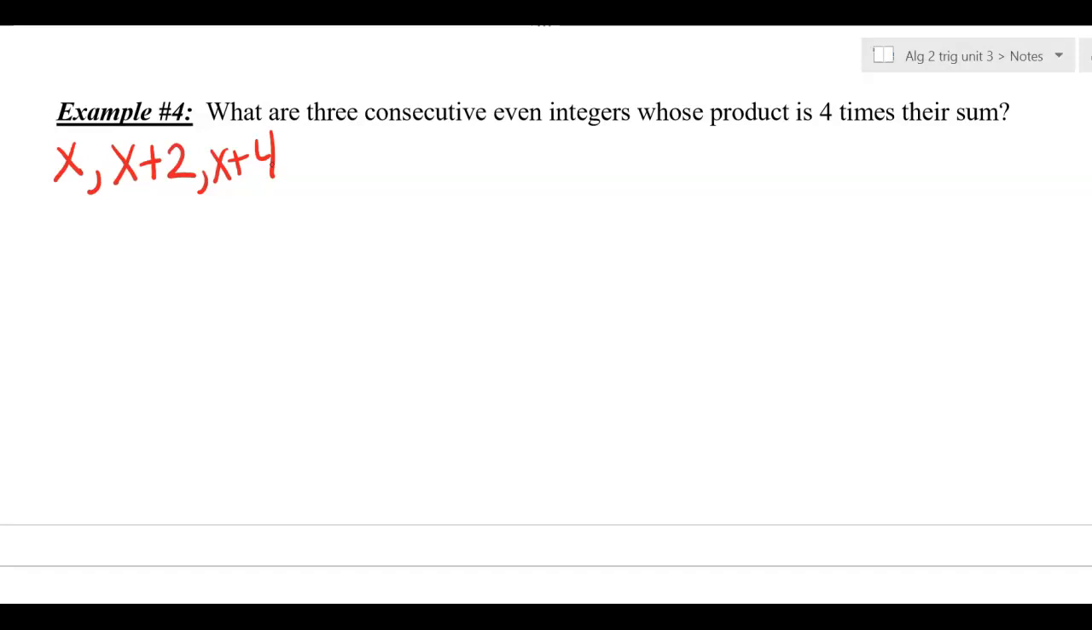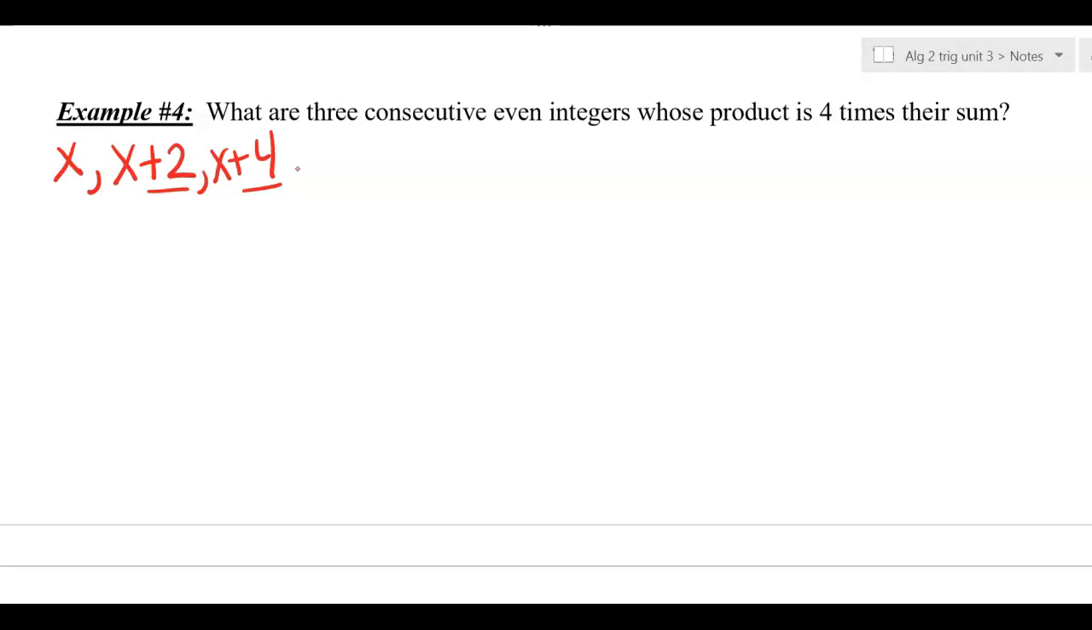What if it just said 3 consecutive integers? How would this change? Cooper? It would be x plus 1 and x plus 2 as other ones. Are you guys okay with that? So if it was just consecutive integers, it'd be x, x plus 1, x plus 2. So these aren't here because of even, right? These are here because even numbers are spaced 2 apart, but odd numbers are spaced 2 apart as well. So whether this question was about even or odd integers, this setup for the variables would work. Is that okay with everybody?